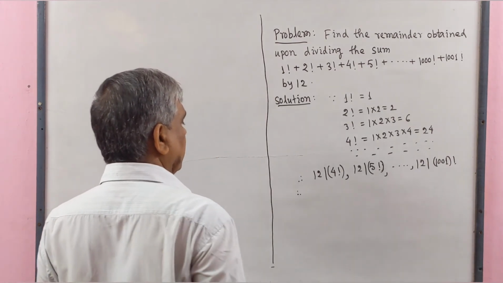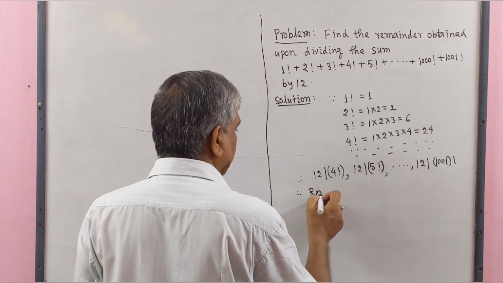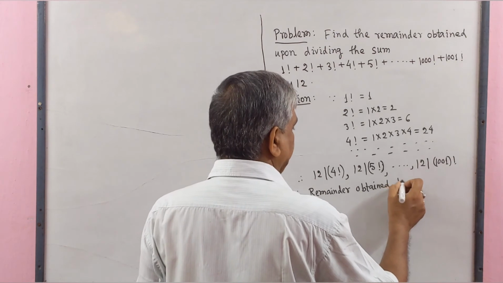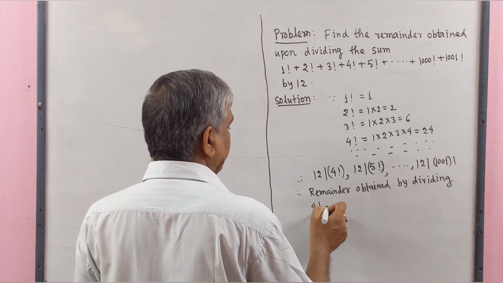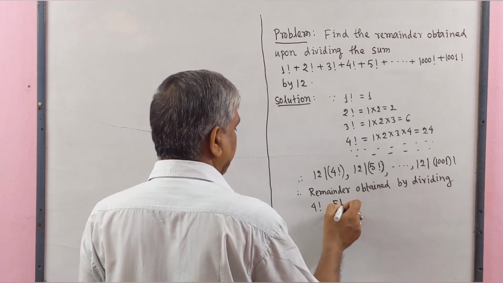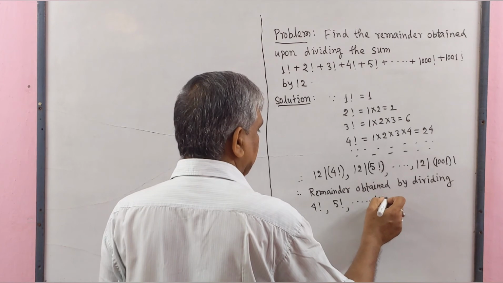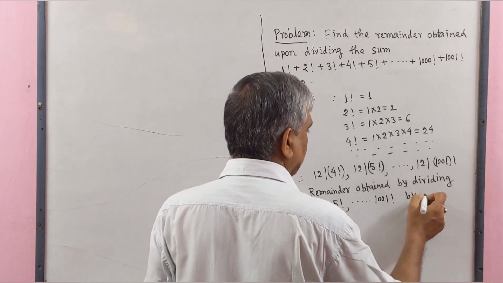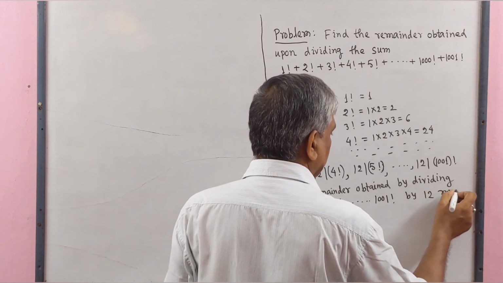Therefore, the remainder obtained by dividing factorial 4, factorial 5, dot dot dot, factorial 1001 by 12 must be 0.